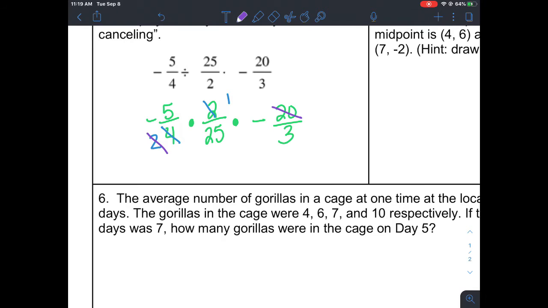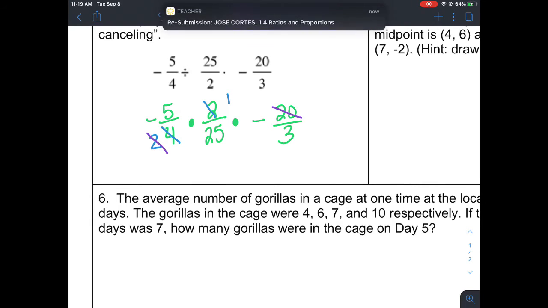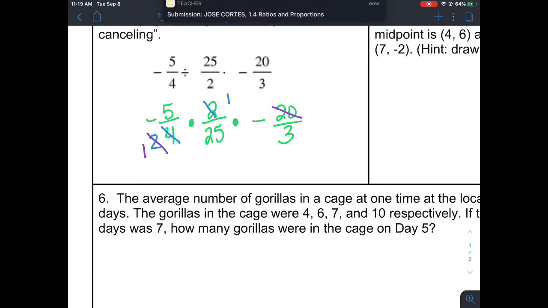Cancel the 2 with the 20. I'm going to leave the negative. I'm not going to touch the negative until the very end. So we'll have a 1 and a 10.